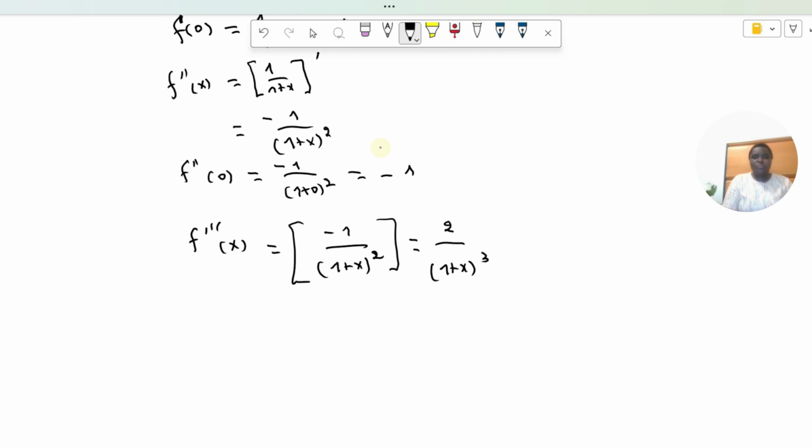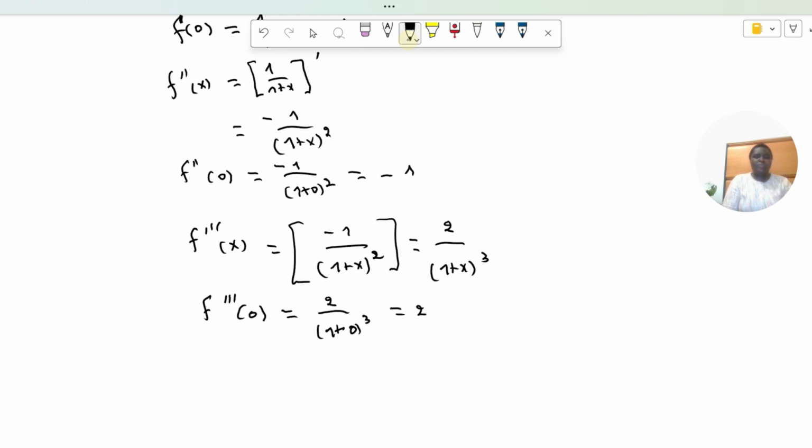And what do you do next? You compute the value of this derivative when x is equal to 0. So this will be equal to 2 over 1 plus 0 power 3, so this is equal to 2.